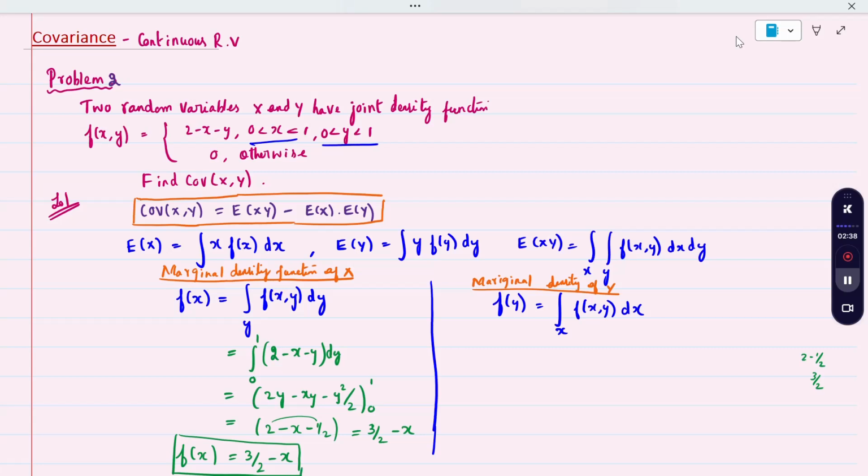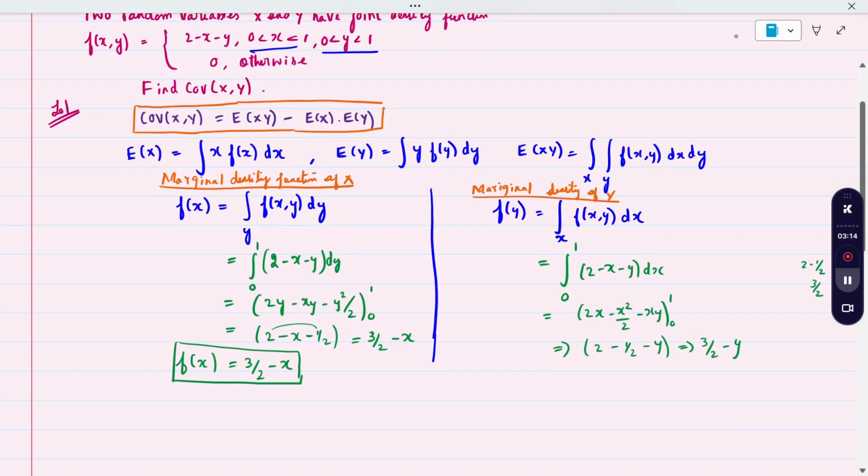In the same way, f of y I need to calculate. Same concept: the integral from 0 to 1 of 2 minus x minus y dx. Integrating with respect to x, we get 2x minus x squared divided by 2 minus xy, from 0 to 1. When I substitute only for x, it is 2 minus 1 by 2 minus y, which is the same 4 minus 1 over 2, so 3 by 2 minus y. So our f of y is 3 by 2 minus y.